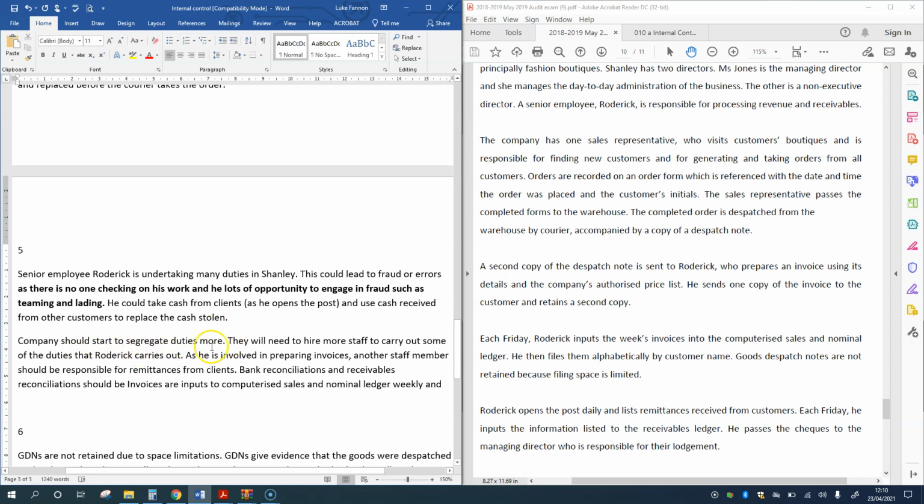So companies should start to segregate duties. That's what was said. And then maybe just to be a bit plain, they should hire more staff. And then we can relate to the questions. He's involved in invoicing. Another staff member should be responsible for remittances. So just, in good plain English, hire more staff. That's the big one.